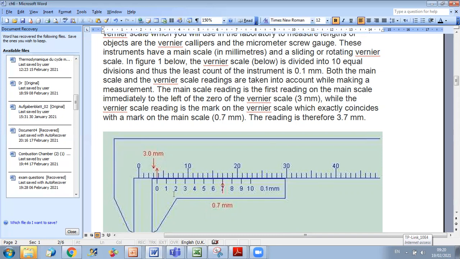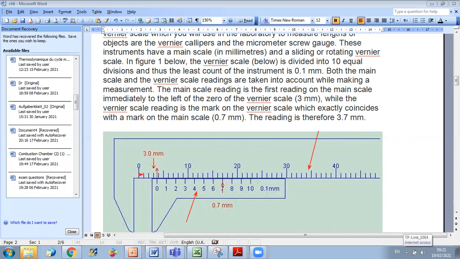So for example, if you look at this figure, this is your main scale here, and this is the vernier scale. Your vernier scale here is divided into 10 parts. And you know that the total value is 0.1 millimeter since the main scale division is 1 millimeter. So now the vernier scale will divide the 1 millimeter.